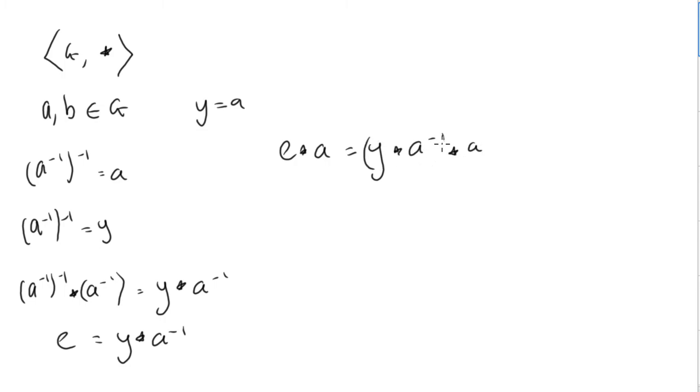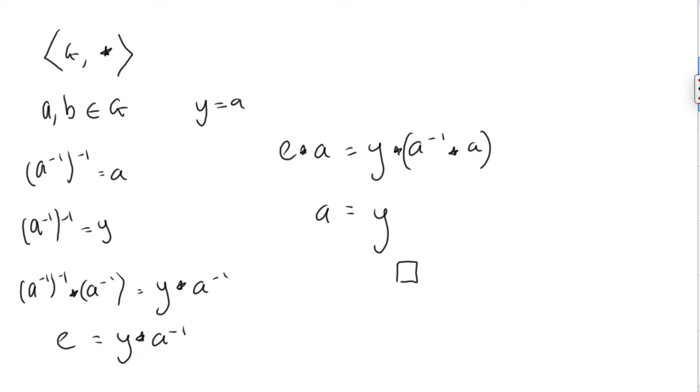Initially I had Y times the inverse of A, but since this is a group, the property of associativity holds, so this is exactly the same as multiplying these two elements first and then multiplying by Y. Obviously the inverse of A times A is simply the identity element, and anything times the identity element just gives you the element itself. So E times A is A and Y times E is Y. Here my proof is complete. I've shown that A equals Y, hence the left hand side of this equation is equal to the right hand side.